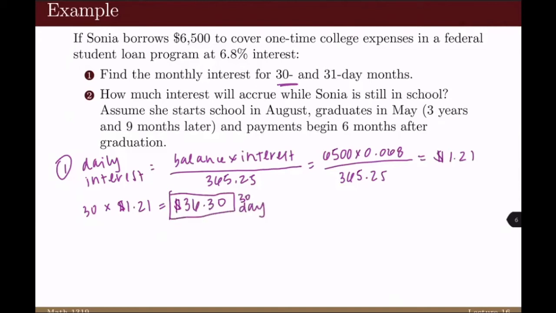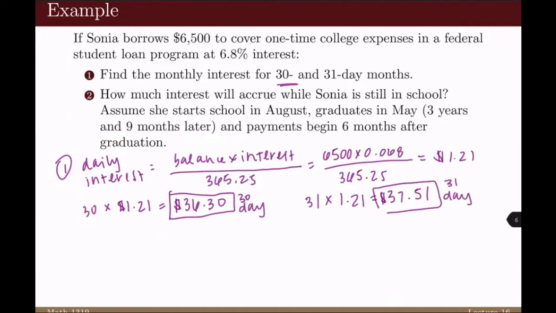And for a 31-day month, we're actually going to multiply by 31 instead of 30, since we have to pay it in 31 days, times $1.21 is equal to $37.51 for a 31-day month.